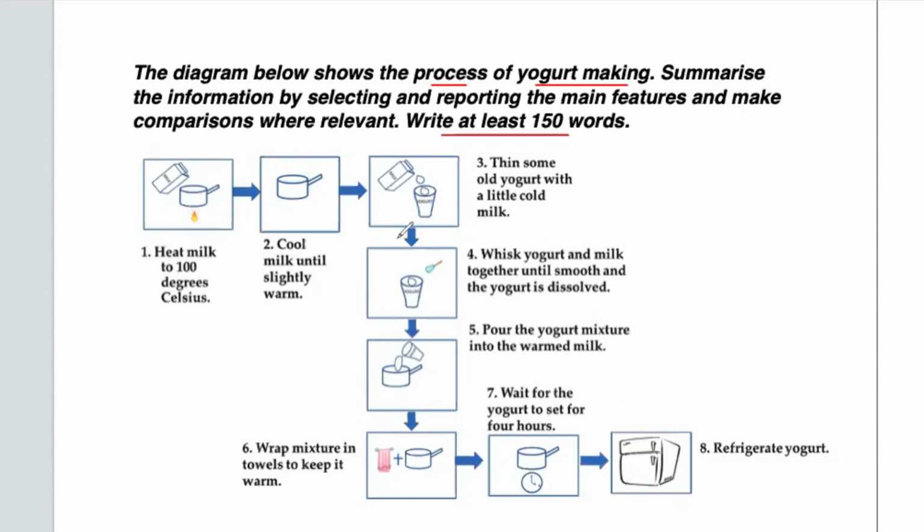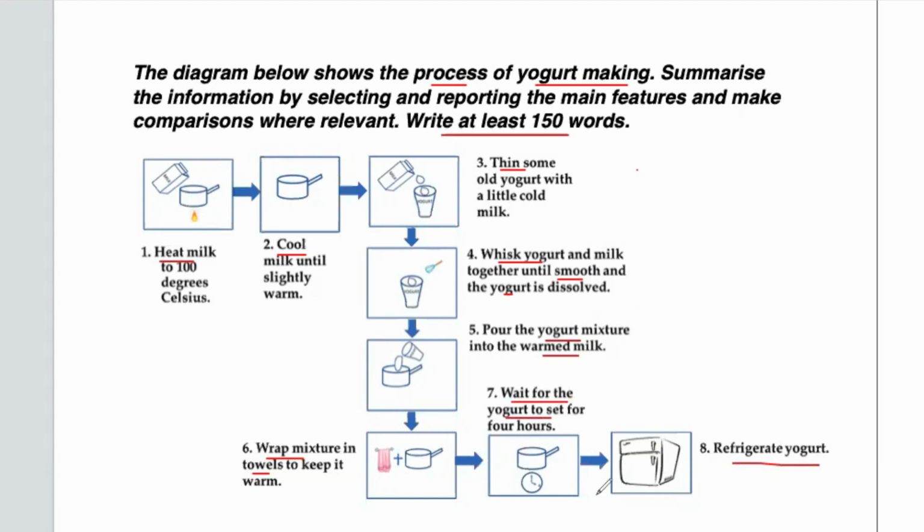So I'm just going to go ahead and underline some words here and just make sure that we're on the same page when it comes to understanding this diagram. Number 1 says heat milk to 100 degrees Celsius, cool milk until slightly warm, thin some old yogurt with a little cold milk, whisk yogurt and milk together until smooth and the yogurt is dissolved. Pour the yogurt mixture into the warmed milk. Wrap mixture in towels to keep it warm. Wait for the yogurt to set for 4 hours and then refrigerate the yogurt.